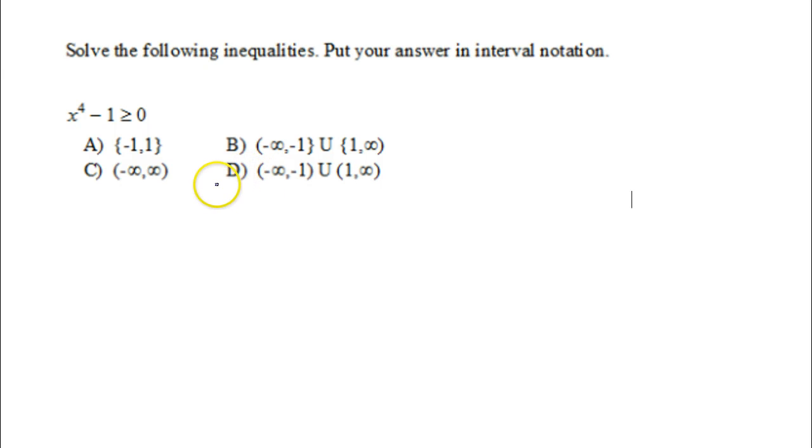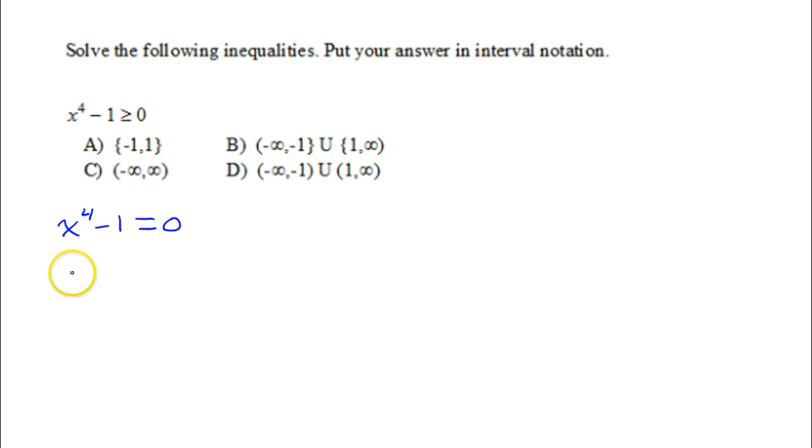Alright, in this video we will solve this tiny inequality and we will put our answer in interval notation. So the first step is to imagine this problem as an equation instead of an inequality. Solving this will give us the boundary points that we need to use.